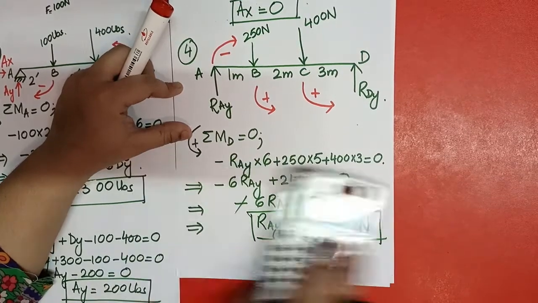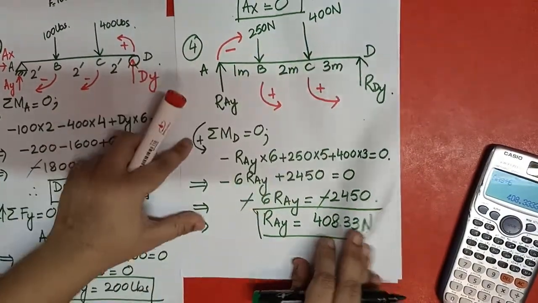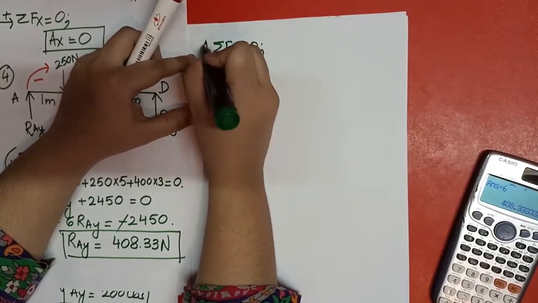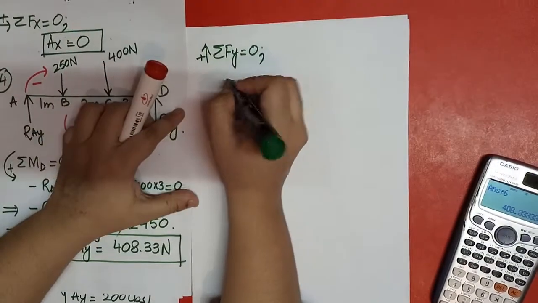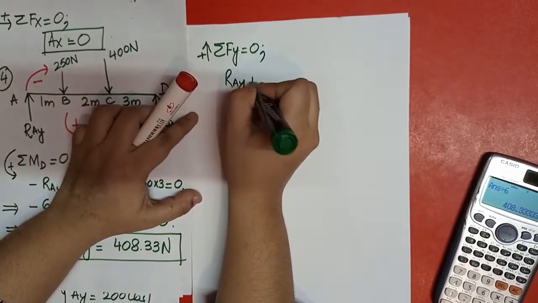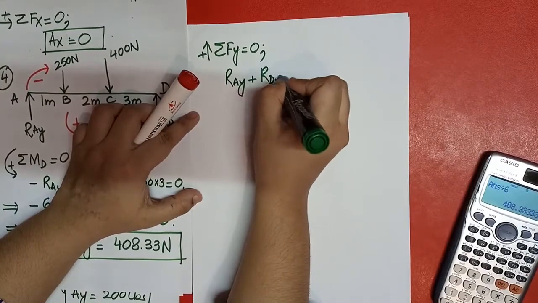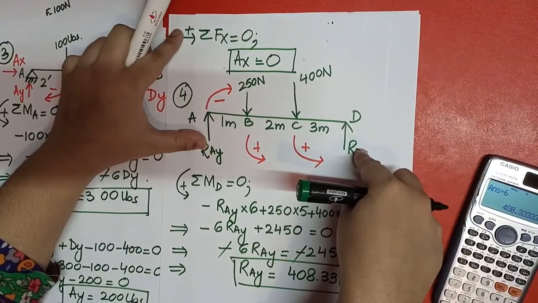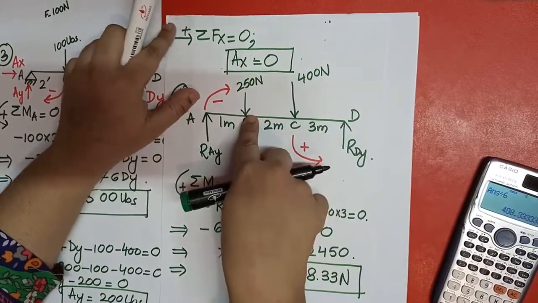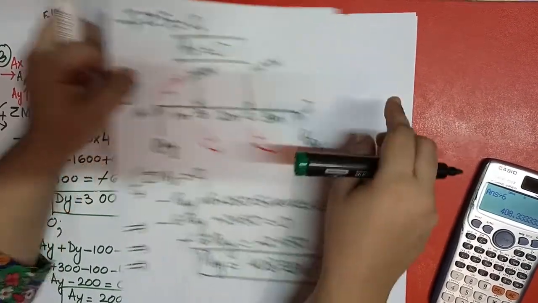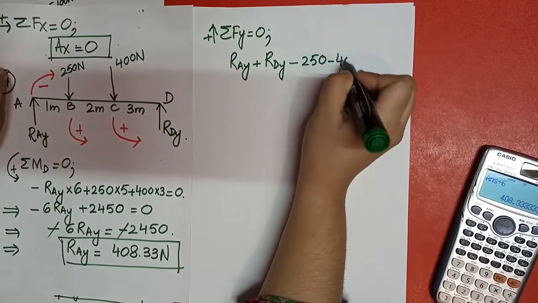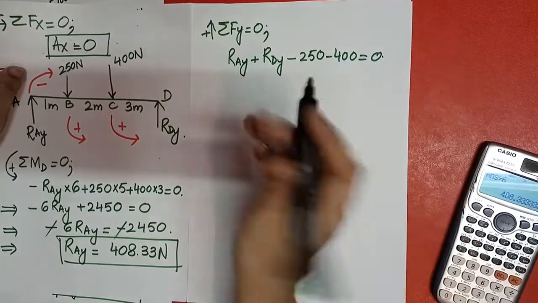This is RAY. Now I have to calculate RDY. So how can I calculate it? I have to sum up vertical forces here. So how can I sum up? For example, I have to sum up RAY plus RDY because these are both upward forces. You can see in this diagram, both are upward forces. These should be plus. These are downward forces. Both are negative ones. So I should write down minus 250 minus 400. So it is coming out to be equal to 0.